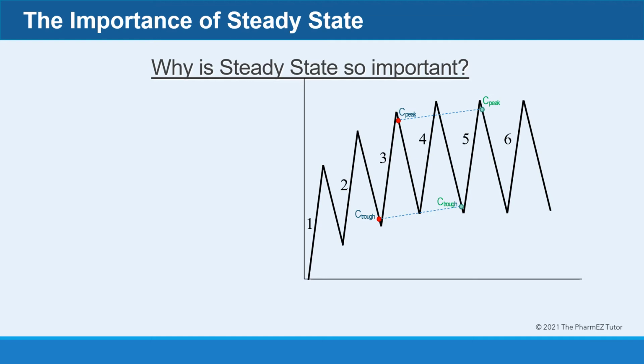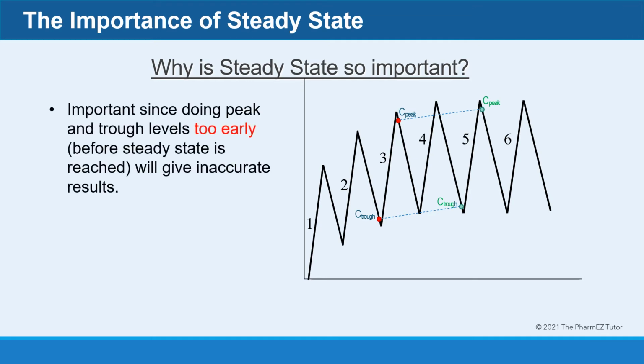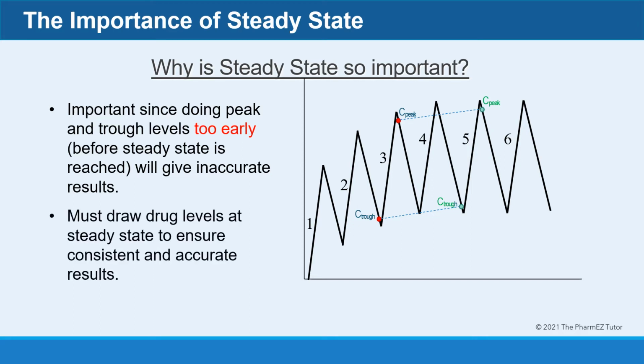Why is steady state so important? It's important since doing peak and trough levels too early, before steady state is reached, will give inaccurate results. You can see in the diagram the peak and trough levels that are drawn around dose number 3 are not drawn at steady state and are inaccurate. You must draw drug levels at steady state to ensure consistent and accurate results.